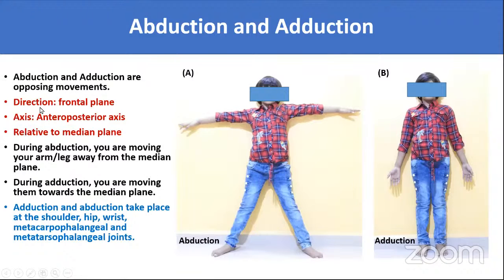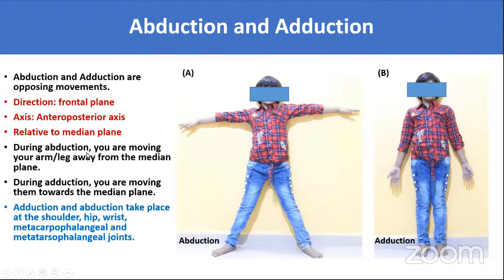So here the direction is frontal plane. The axis is the antero-posterior axis. Frontal plane means it is from top to bottom, or bottom to top, or from one side to another side. And these movements are in relation to the median plane. So this is the median plane. With relation to this median plane, the movement is there.